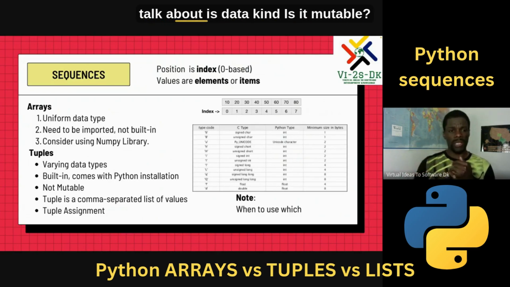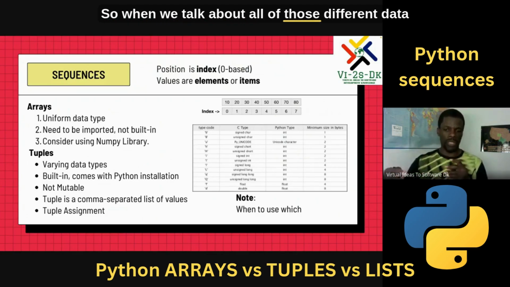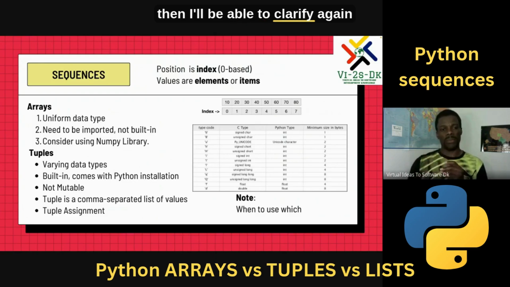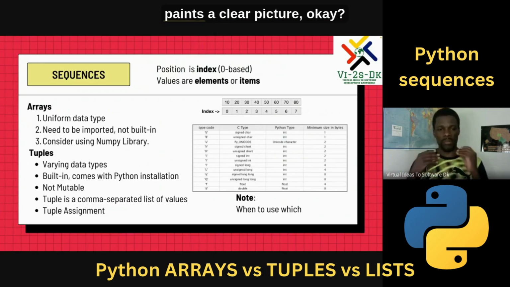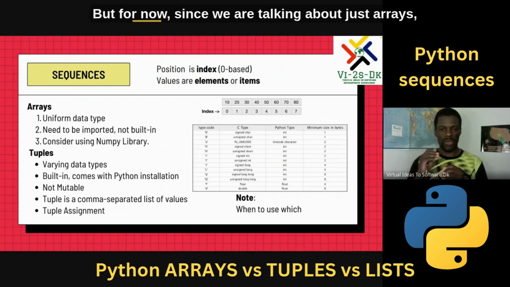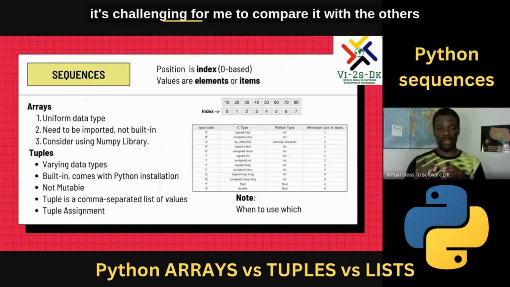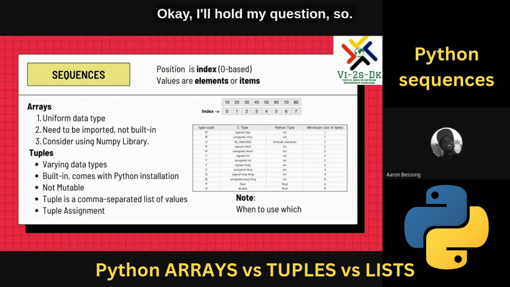Another thing we have to talk about is, is it mutable? Can we change it or can we not change it? When we talk about all of those different data structures, I'll be able to clarify again which ones are which, so that it paints a clear picture, okay? But for now, since we're talking about just arrays, it's challenging for me to compare it with the others without mentioning them yet. Okay, I'll hold my question.